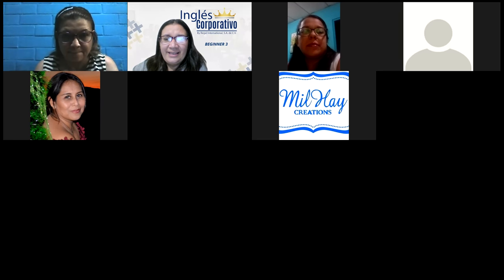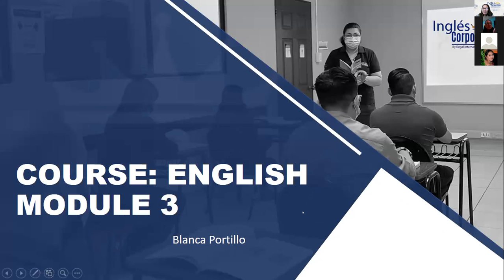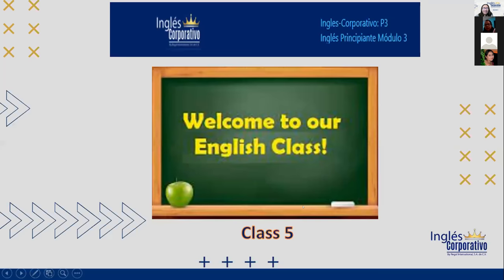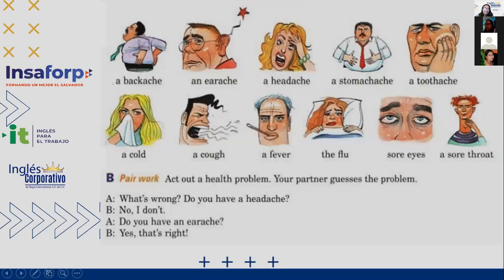Let's get started today with our class. Today we have class number 5, I think. We are starting our class number 5. So welcome. The objective for this class, we're going to review have plus noun and feel plus adjective. I have a headache. I feel terrible. Remember that yesterday we were studying this. So we're going to name some types of medications and we're going to give advice. Okay. All right.